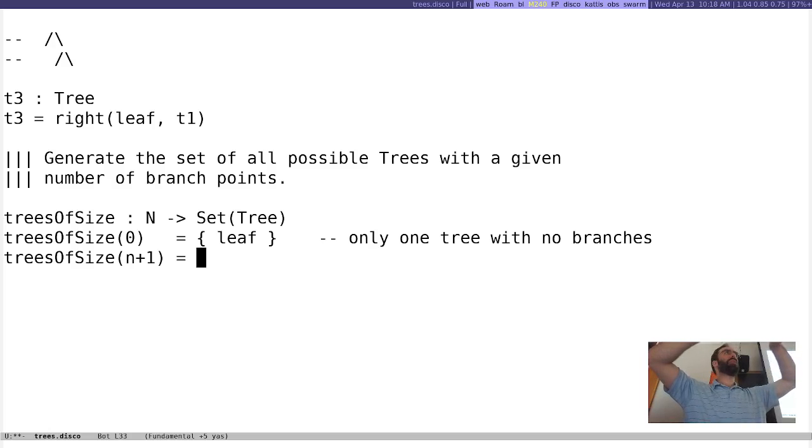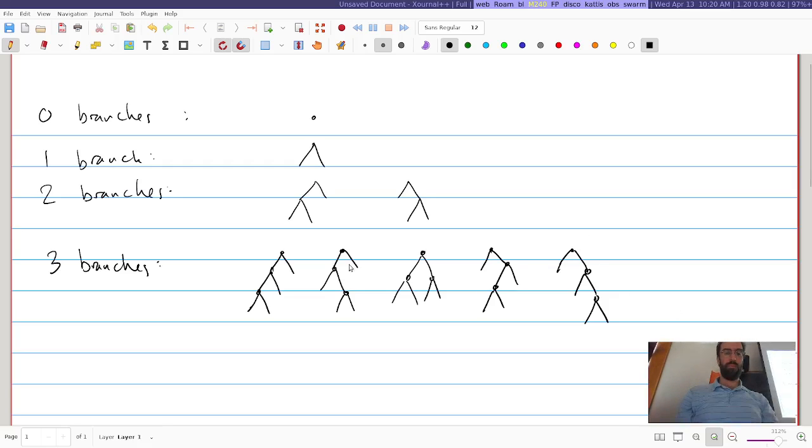And basically I can choose, how many of those n branches am I going to put on the left, and how many I'm going to put on the right. So, here, there's one at the top, and then if I want 2 more, in this case I chose to put 2 on the left and none on the right. And here's also 2 on the left and none on the right. But I can also put 1 on each side, or I can put none on the left and 2 on the right.